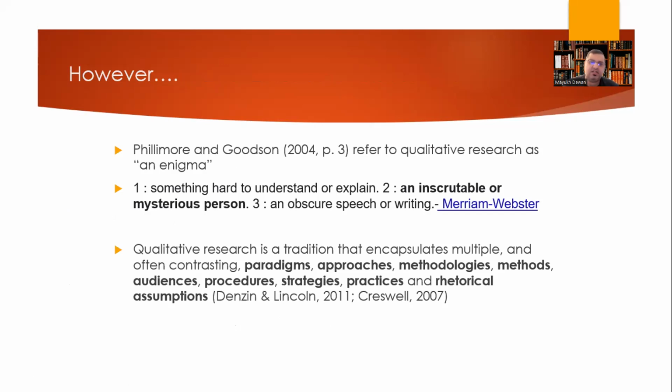So we say qualitative researchers are an enigma, or we try to explain things which are very hard to explain. Quantitative people will accept things, but we will try to understand why something is happening. We delve deeper into things. This is just a definition from Merriam Dictionary.